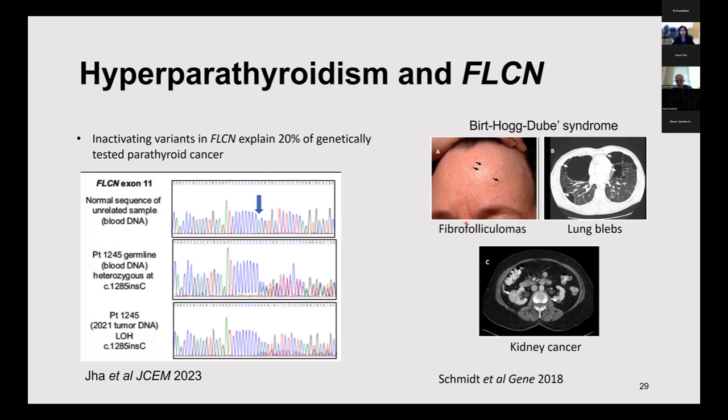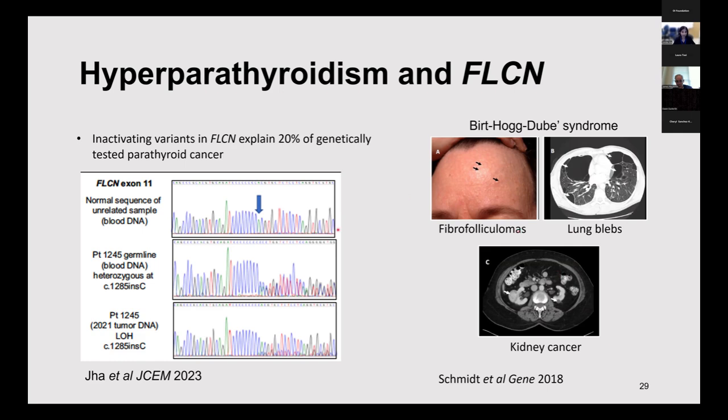And then I'll move on to discuss some of the more recent work that we reported last year. We reported variants in this folliculin gene as only the second gene to account for a significant proportion of patients with parathyroid cancer. And we already know that inactivating or loss of function mutations in this gene cause what we call Birt-Hogg-Dubé syndrome, where patients develop fibrofolliculomas, lung blebs, and heritable kidney cancer.